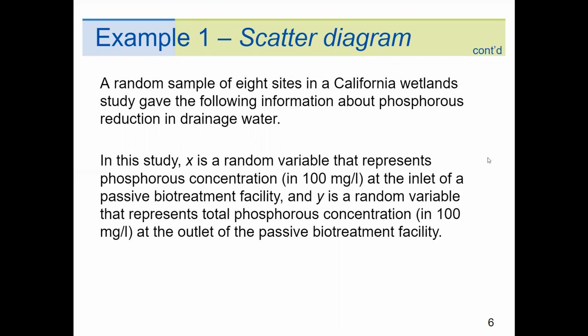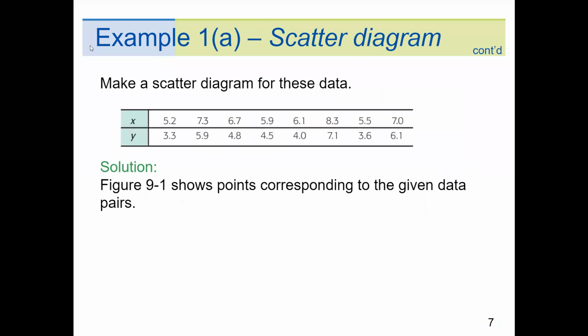In this study, X is a random variable that represents phosphorus concentration in 100 milligrams per liter at the inlet of a passive biotreatment facility, and Y is the random variable that represents the total phosphorus concentration in 100 milligrams per liter at the outlet of the passive biotreatment facility. So we're going to make a scatter diagram for this data. They give it to you here. And figure 9.1 shows the points corresponding to the given data pairs.